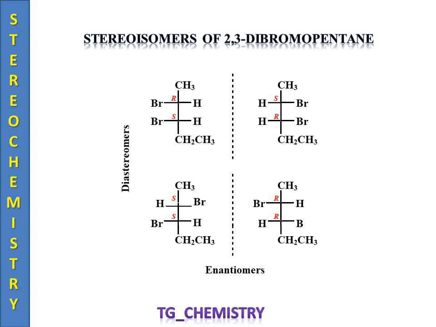However, if you go along the column, you will see these two stereoisomers are diastereomeric in nature because they are not related by a mirror image relationship in any way. So from here, for 2,3-dibromopentane, you can easily understand, among the four possible stereoisomers, what the enantiomeric relationships are, and what the diastereomeric relationships are.